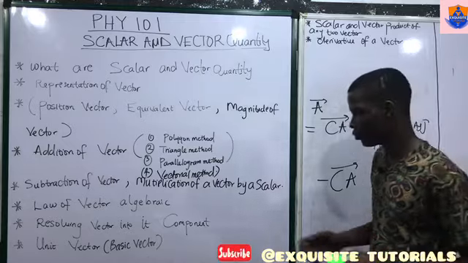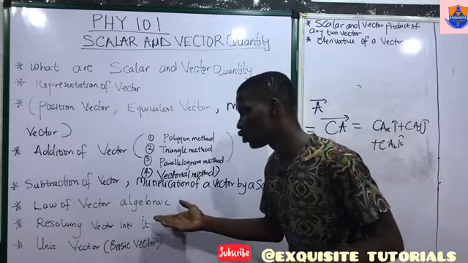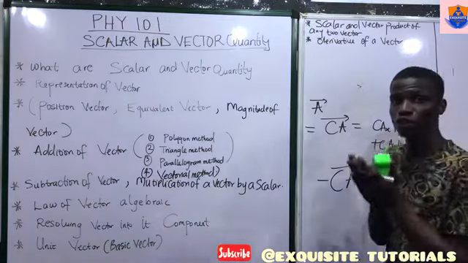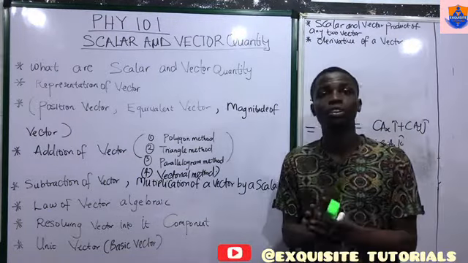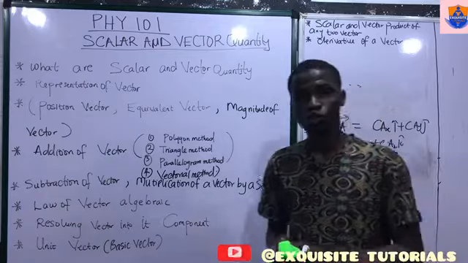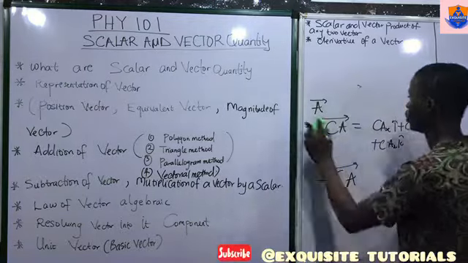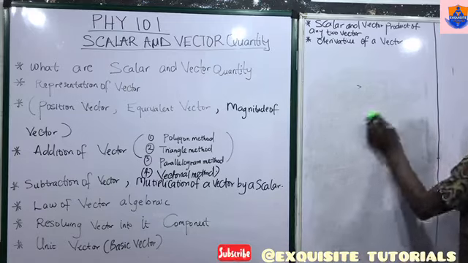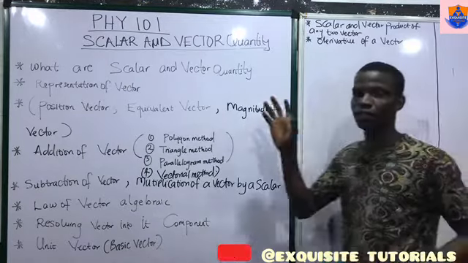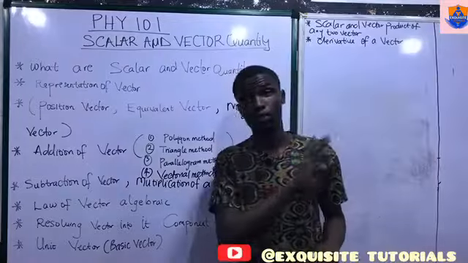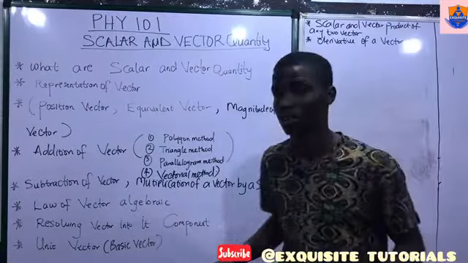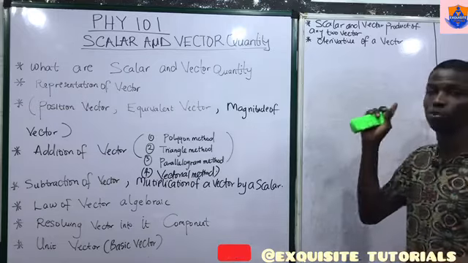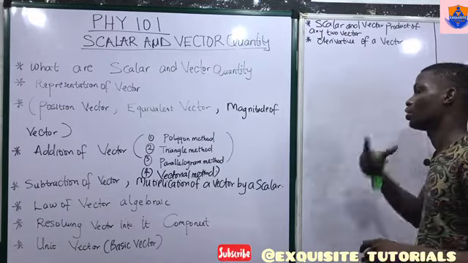Then, what are the laws of vector algebra? There are certain laws which vectors adhere to. Vectors are commutative, distributive, and associative. Anytime you are solving any vector, take note they are always commutative, associative, and distributive.